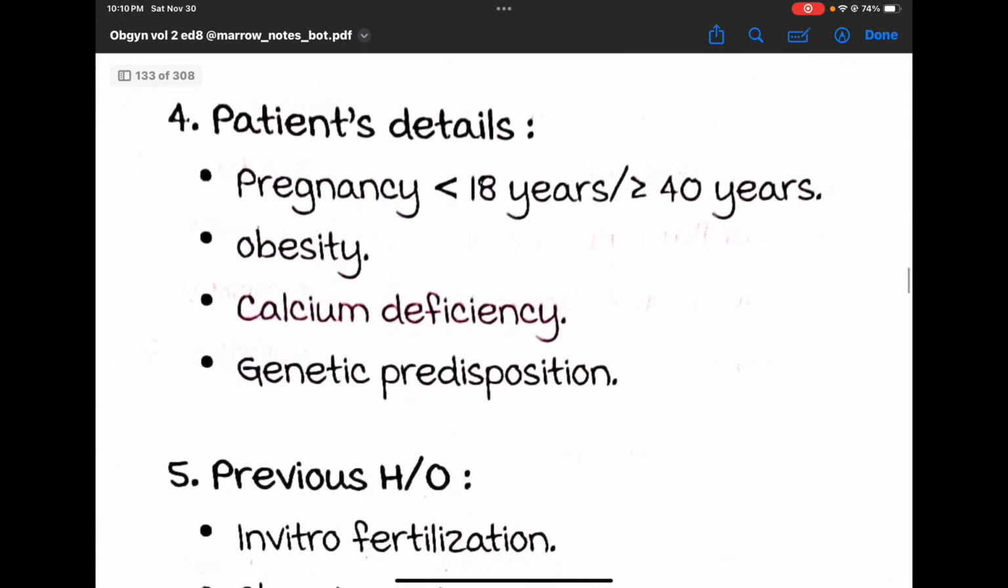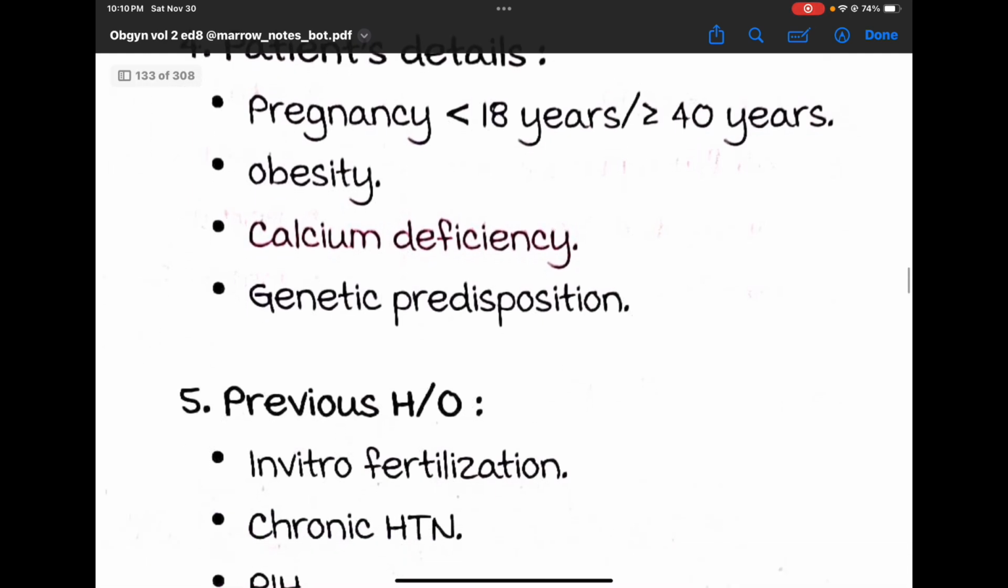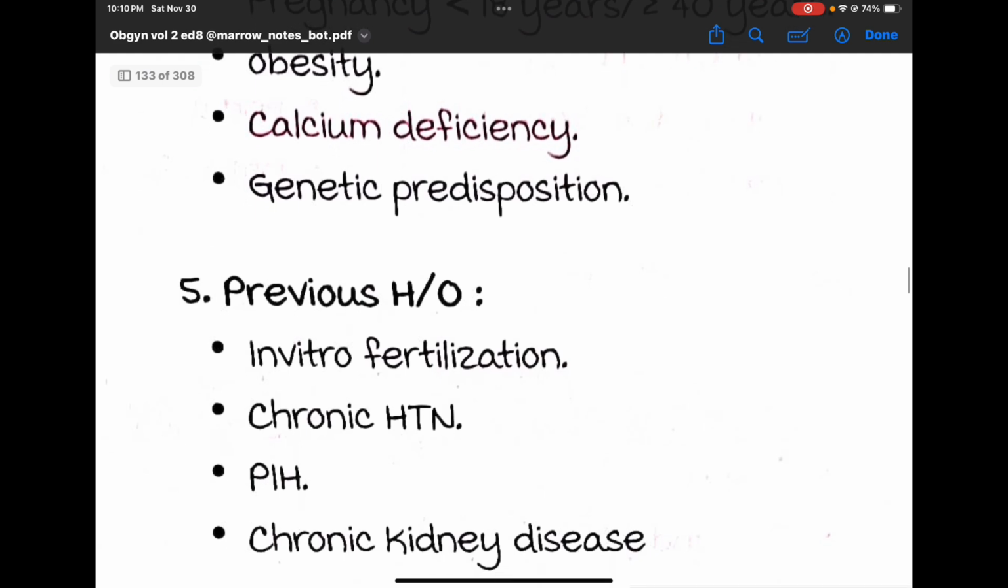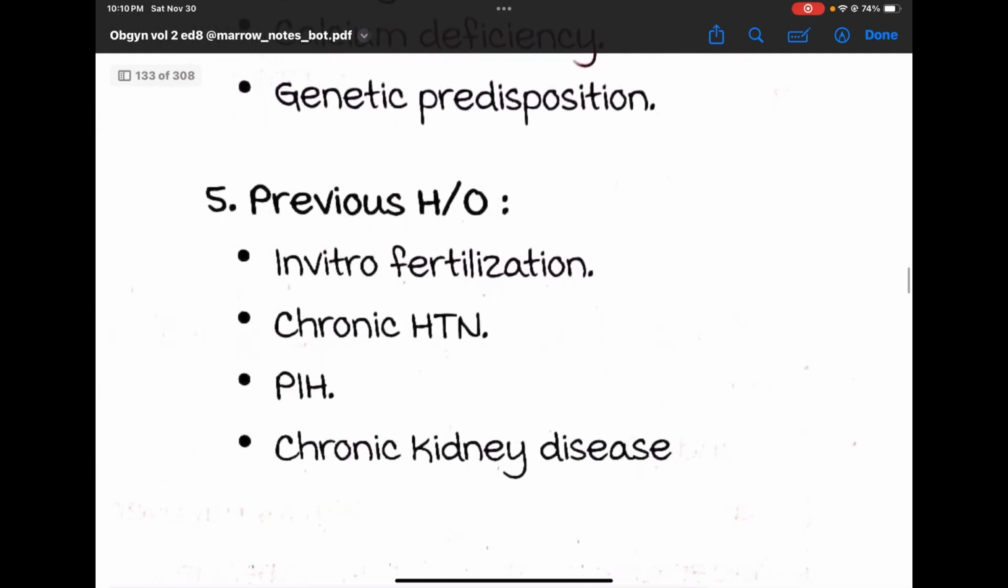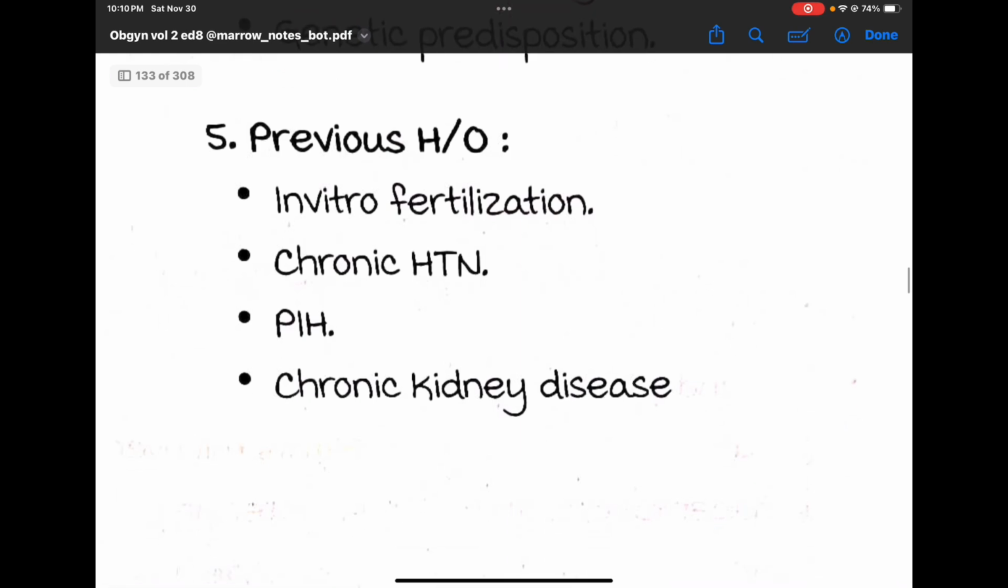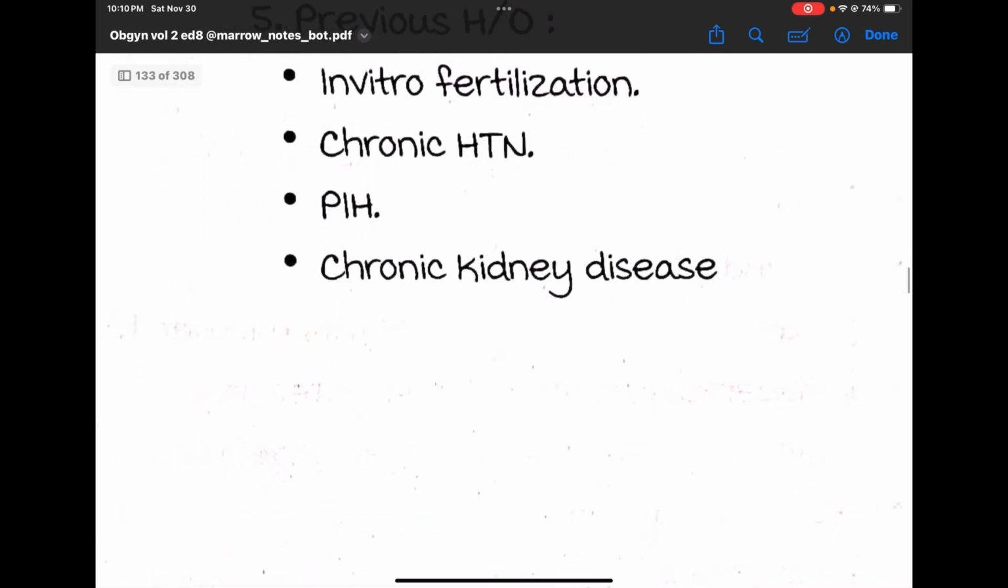Patient details: pregnancy at less than 18 years or more than 40 years of age, obesity, calcium deficiency, genetic predisposition, previous history of in vitro fertilization, chronic hypertension, pregnancy induced hypertension, chronic kidney disease.